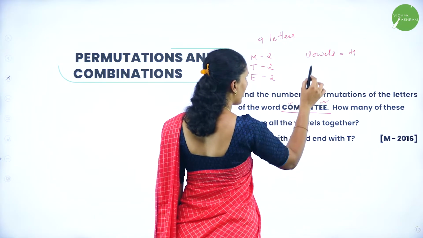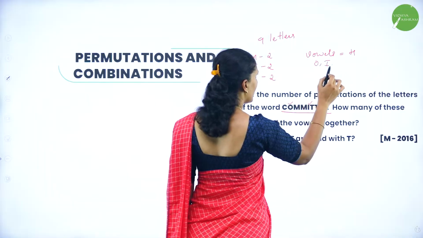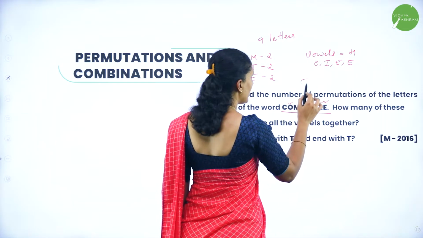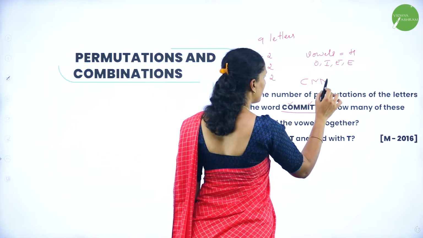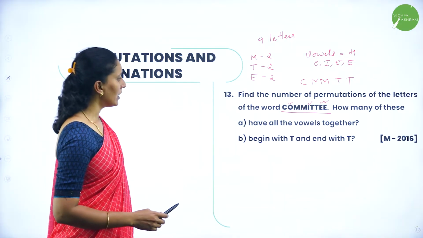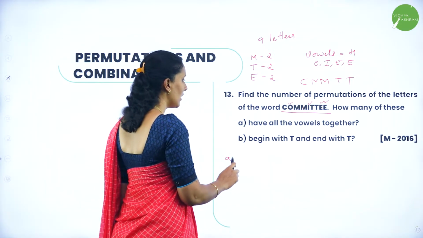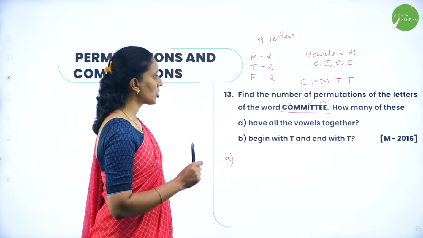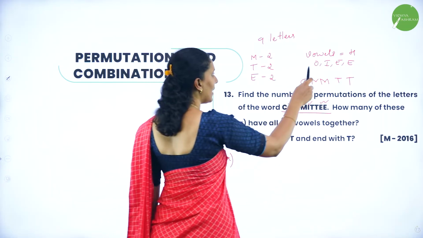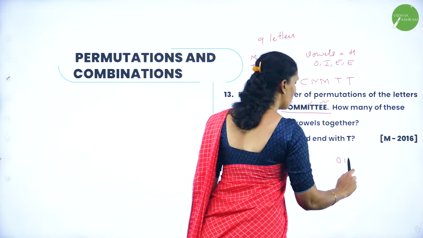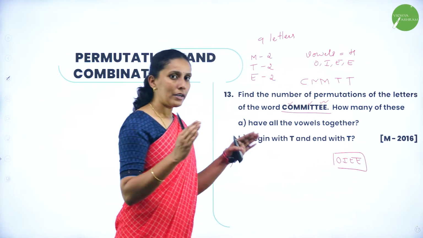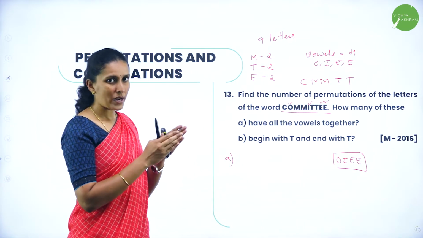So what are the vowels we have? O, I, E and E. So these are the vowels. And we have C, M, M, T, T. So these are the consonants. Now for the first question they have asked us, we need to arrange the letters in such a way that all vowels are together. So that means tie all the vowels as one single unit, O, I, E, E. So out of 9 letters, we are treating all vowels as one single unit.